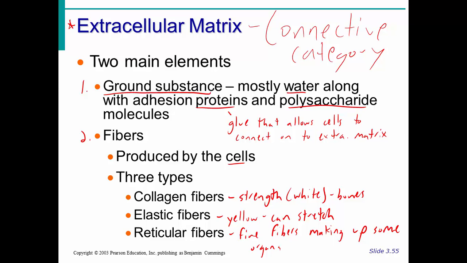Elastic fibers are going to be more stretchy, and I should have said collagen fibers are a lot thicker. The diameter is a lot larger than elastic. Elastic are stretchy and medium-sized fibers, and then reticular fibers are going to be really fine and delicate, making up some of our organs like the spleen.